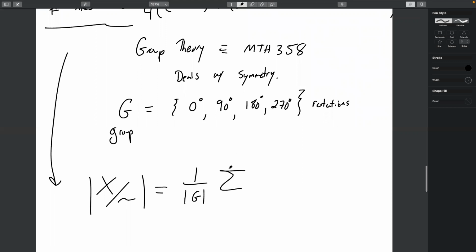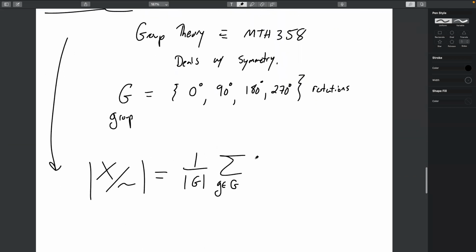Times the sum over all of the group elements. So I've got a 0 degree, a 90 degree, a 180 degree, and a 270 degree. So for each element of the group, I'm summing something. And the thing that I'm summing is the size, the number of elements in the set that are left invariant by the group. That's what this notation means. X to the G is the number of elements left invariant by G.